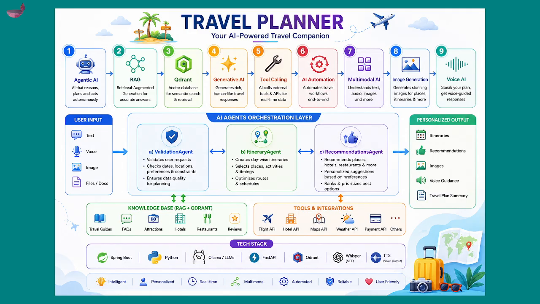So there is a validation agent, itinerary agent, and recommendation agent. And all these three agents are orchestrated by another agent, which is the travel agent. We have built this software using Spring Boot Java. We have used Python. We have used AI tools like Ollama, Qwen, Whisper, and we have used Postman also.